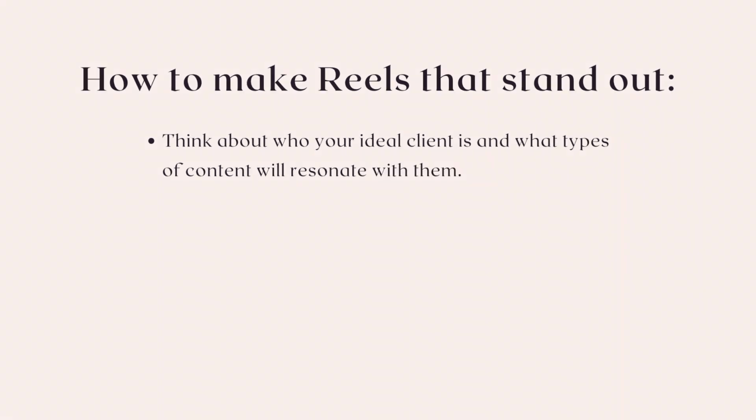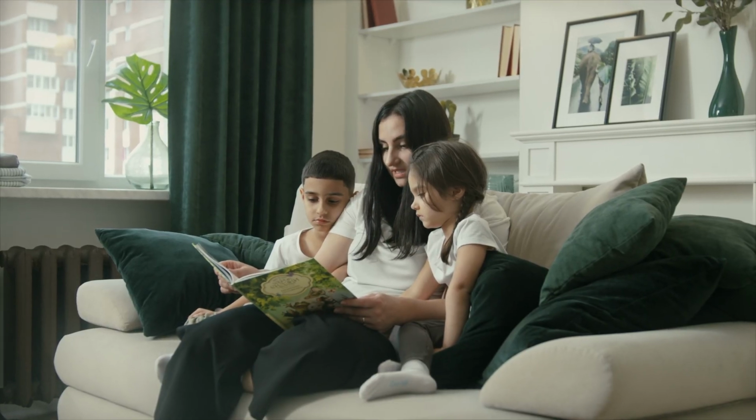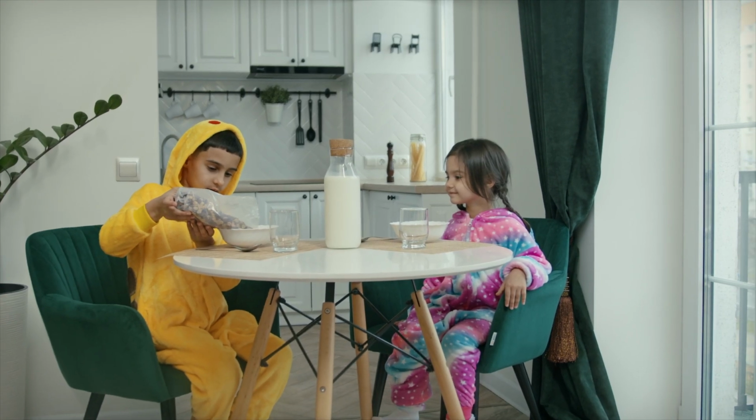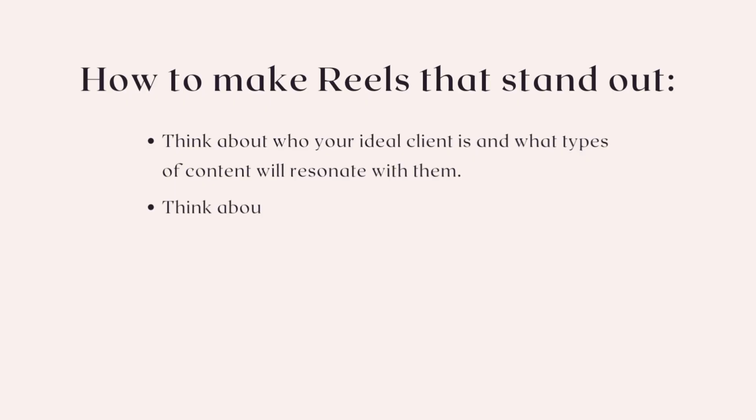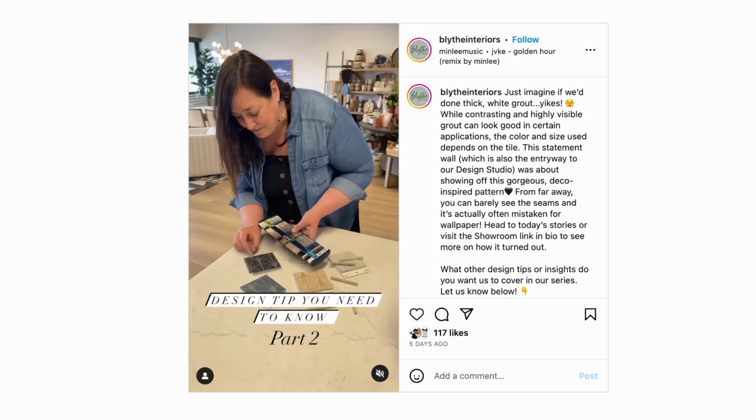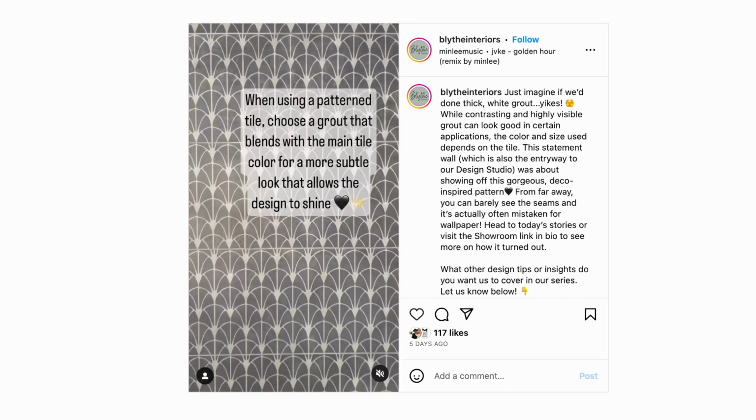So my first tip is, think about who your ideal client is and what types of content will resonate with them. For example, if your ideal client is young families, you can talk about how to create warm and functional family spaces, instead of the latest trends in high-end luxury design. Then think about how you can make your Reels visually appealing. Use high-resolution videos and photos, add text overlays, animations, and fun transitions to make people stop scrolling.